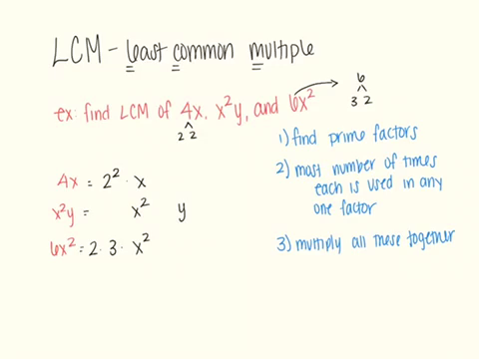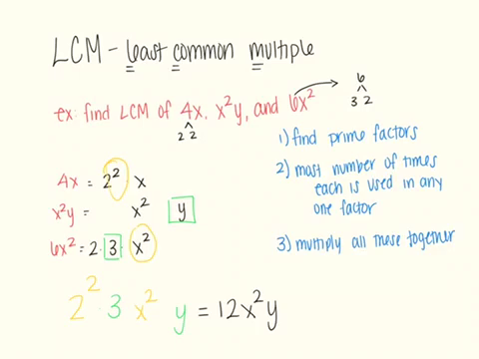Step 2 says that you want to find the most number of times each factor is used. So here I have 2 squared, so that's going to come down. I have an x squared, so that's going to come down. And then these other things are just going to fall down below: a 3 and a y. So my least common multiple is what I get when I multiply these all together. So 2 squared is 4. 4 times 3 gives me 12. X squared y. So that would be your least common multiple.